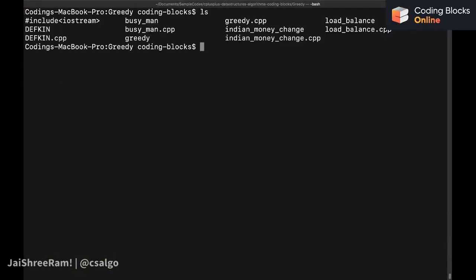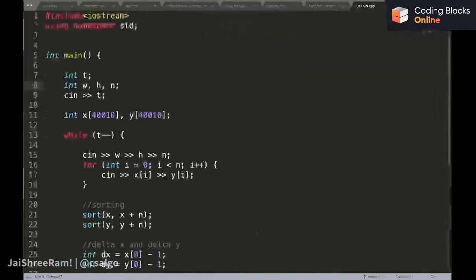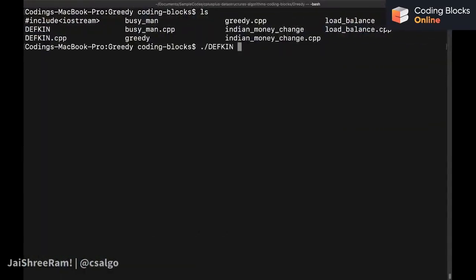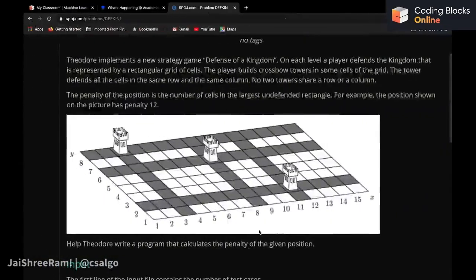Okay, so let me give one test case, and let's say the numbers are like this.